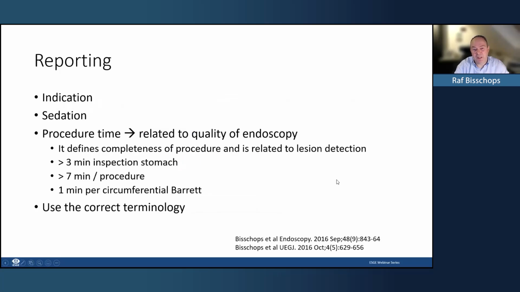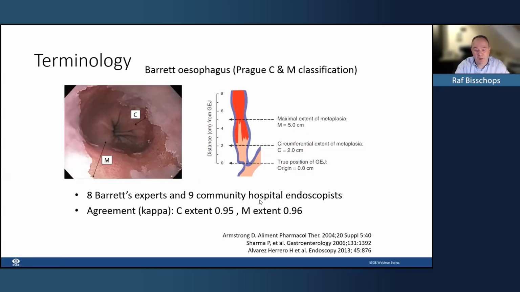So there are several things that need to go into the report: the indication, what kind of sedation you used, the procedure time, and Rehan will tell you why in a moment. So he will explain all this. And then we need to use the standard terminology. So for Barrett's esophagus it is the Prague classification. So the C stands for the circumferential extent and the M for the total mucosal extent. So that means that C is always smaller or equal to M, and not the other way around. Right?